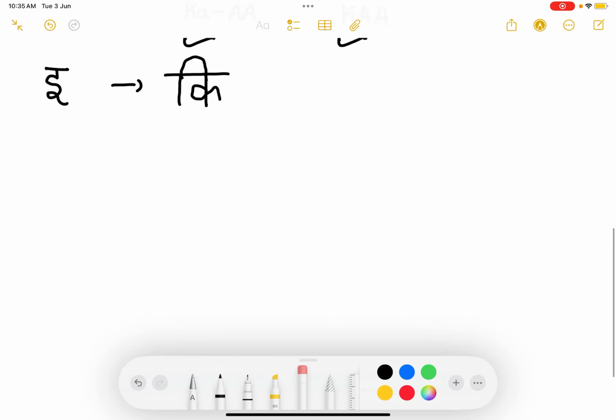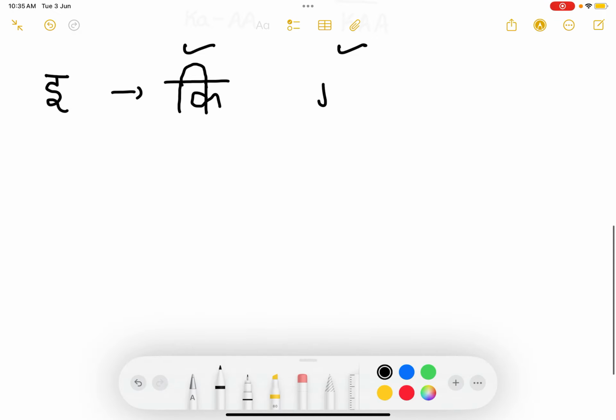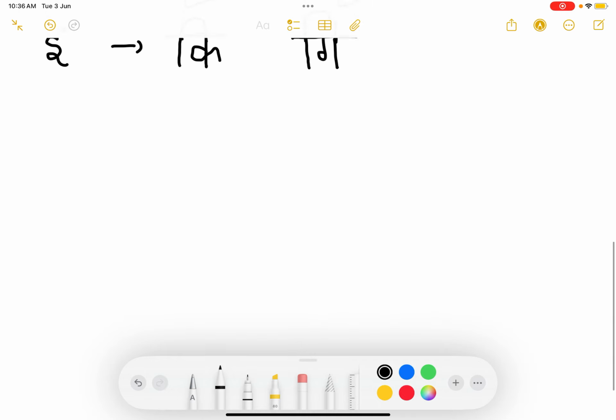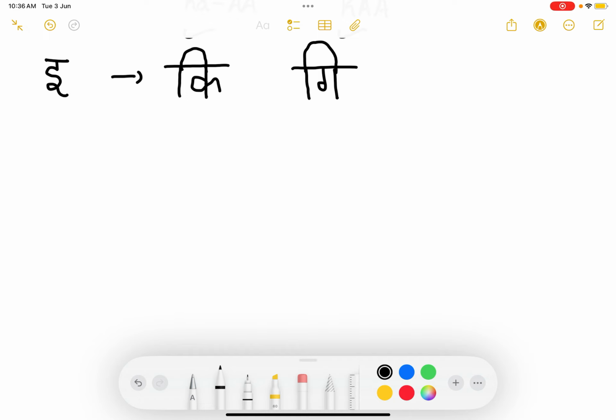Let's try another example. If I'm taking G, first I'll write G, then I put a line before, take the line up and bring it down and join it on the straight line of the letter. How will this be pronounced? Gi, gi. So this is how E matra looks. All right. Let's see the next one.